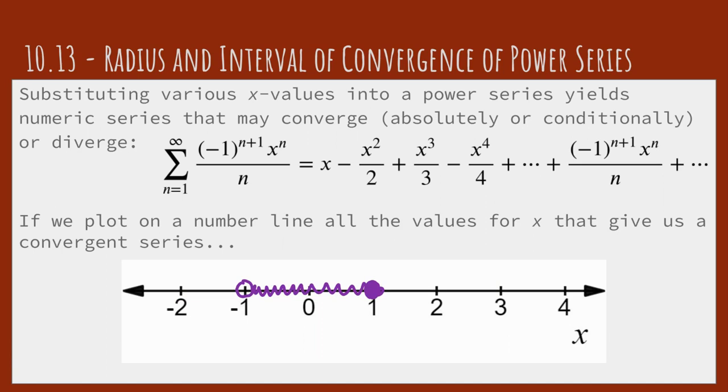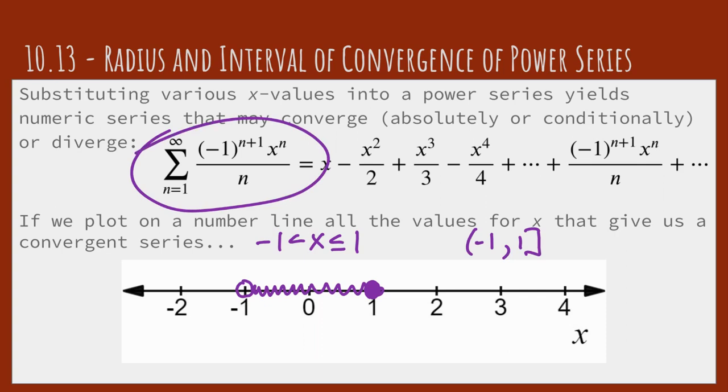We can use an inequality and say for values greater than -1 and less than or equal to 1, this series converges. Or we could say on the interval from -1 to 1, open on the left, closed on the right, this is going to converge. So an interval of convergence just tells us what is the interval of x values that we can plug into a power series to make that series converge.